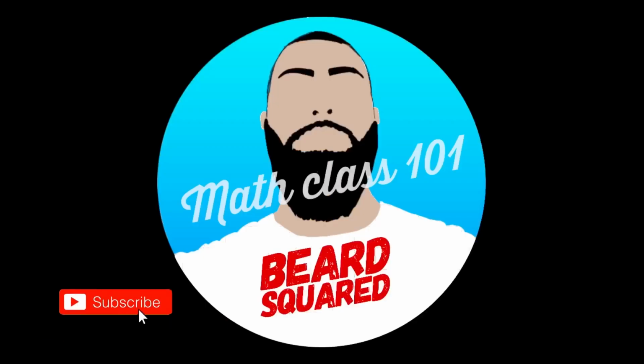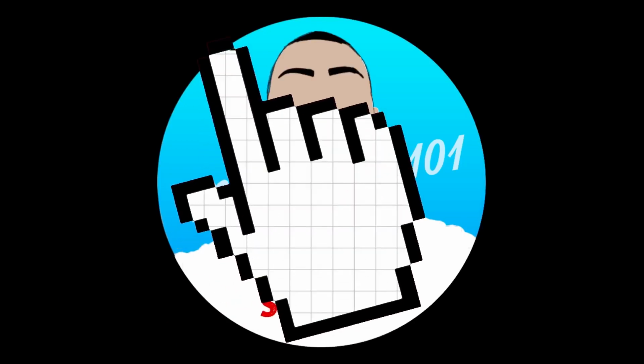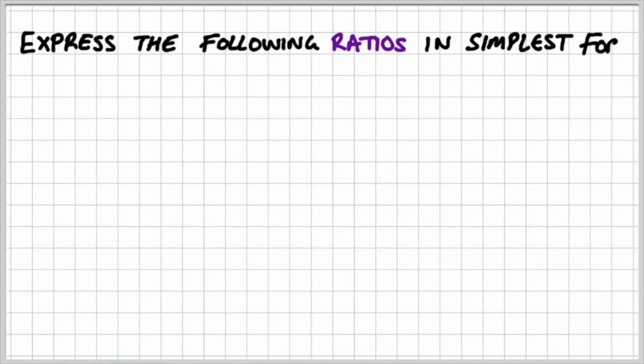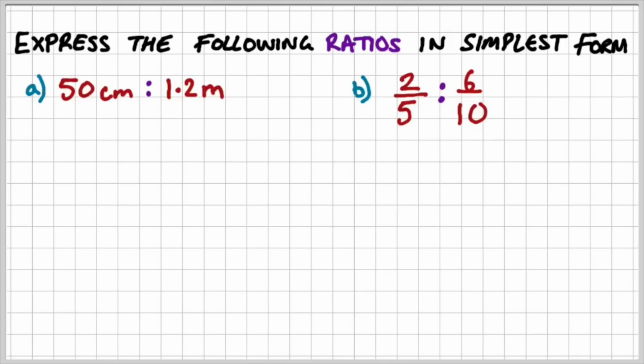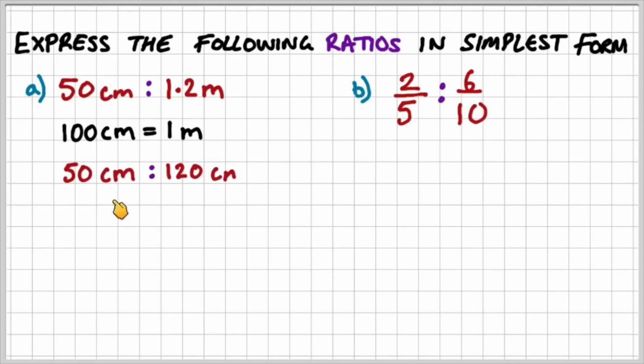So let's look at a couple of examples. Express the following ratios in simplest form. I'm going to take 4 examples and go through them one by one. So for the first one, it says 50 centimeters to 1.2 meters. Now I know that 100 centimeters is equal to 1 meter. I'm going to convert the 1.2 meters to centimeters. So I have 50 centimeters to every 120 centimeters.